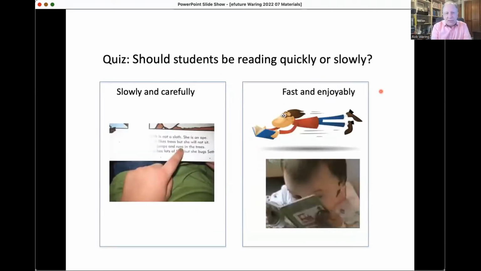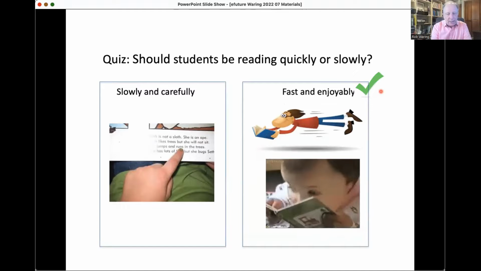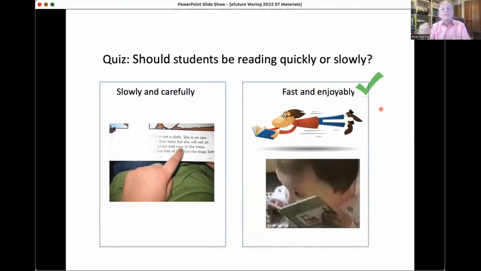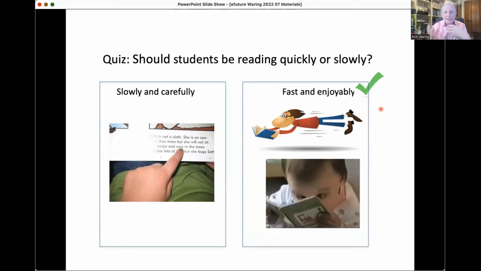Should the students be reading quickly or slowly? Well, clearly they should be reading fast and enjoyably, as fast as they can do. And the reason for that is to build reading speed, reading confidence, and reading ability overall. So extensive reading is about practicing the skill of reading, very much like you practice the skill of driving a car, whereas study reading is a different form of reading. And we'll come back to talk about that in a minute.